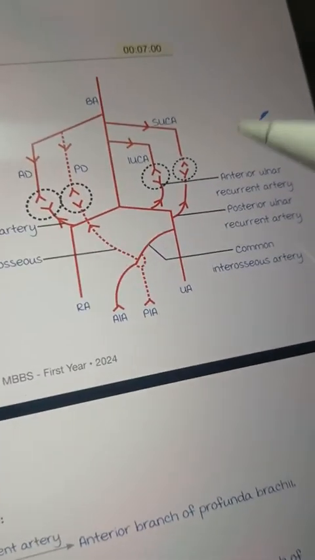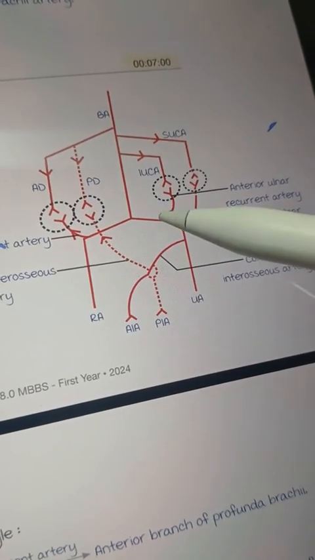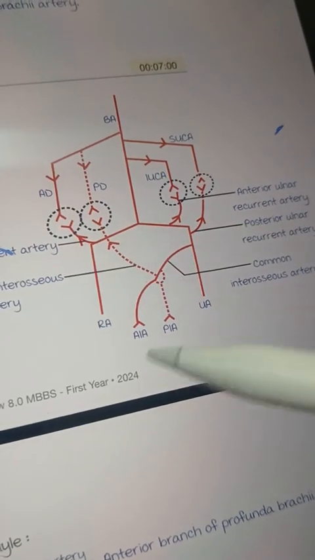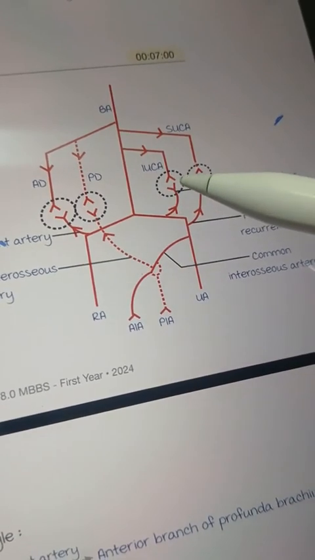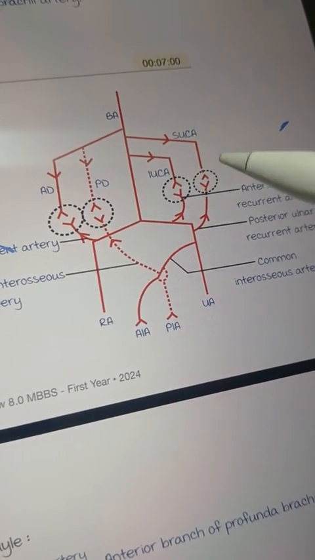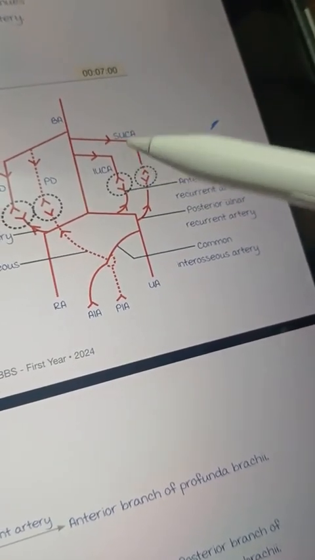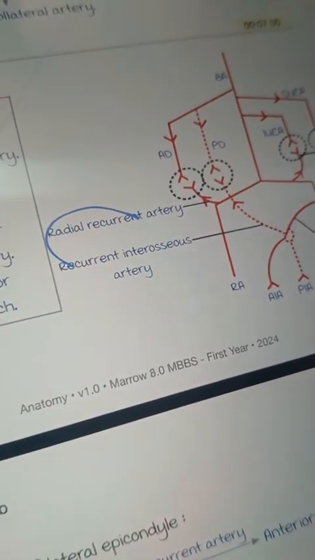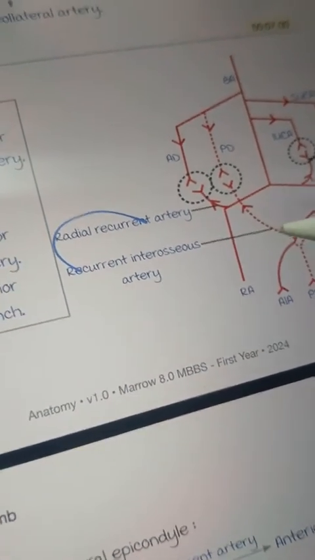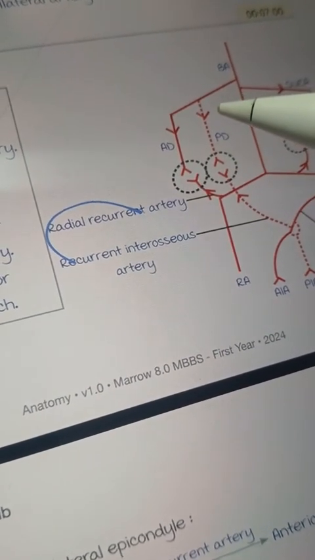In the ulnar recurrent artery we have two: the anterior ulnar recurrent artery and the posterior ulnar recurrent artery. The anterior ulnar recurrent artery will anastomose with the inferior ulnar collateral artery, and the posterior ulnar recurrent artery will anastomose with the superior ulnar collateral artery. But there is no such term as anterior and posterior radial recurrent artery. It's just one radial recurrent artery, which anastomoses with the anterior descending branch of the profunda brachii, a branch of the brachial artery.